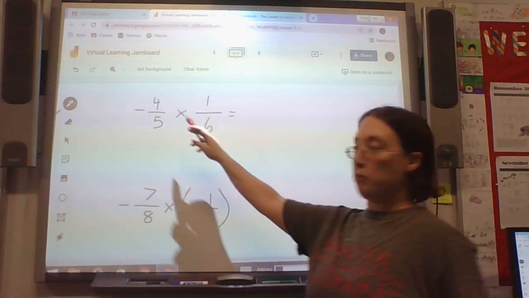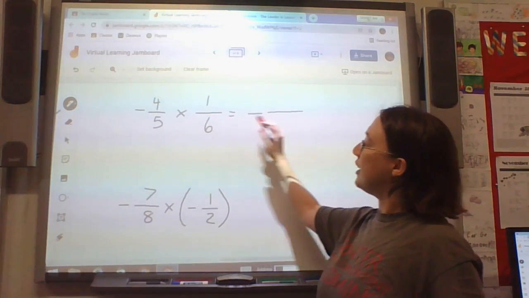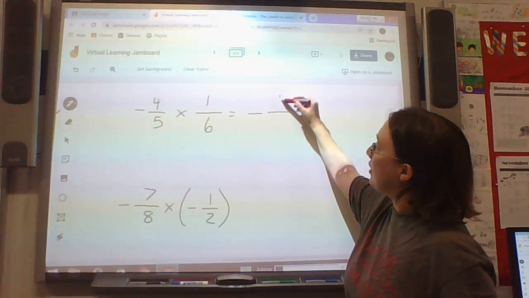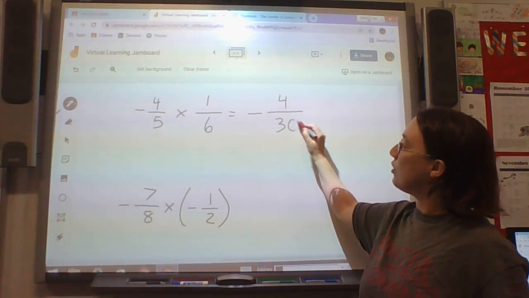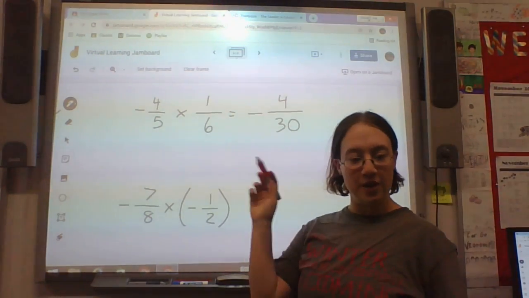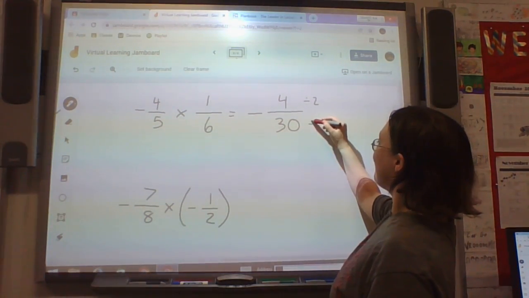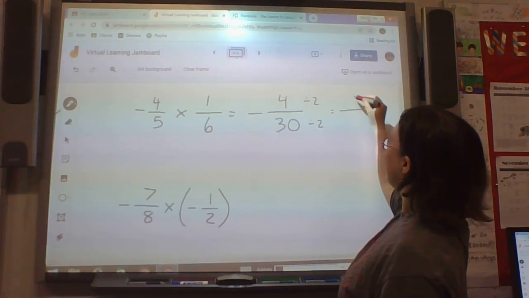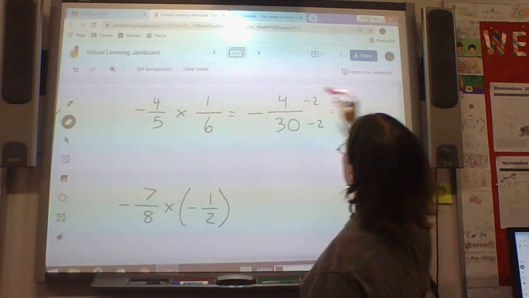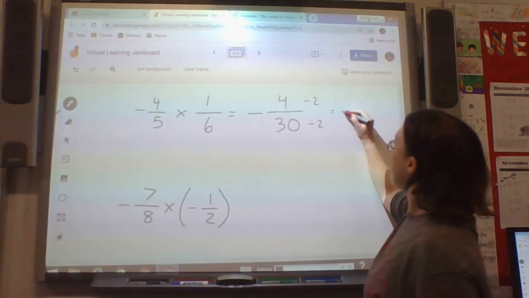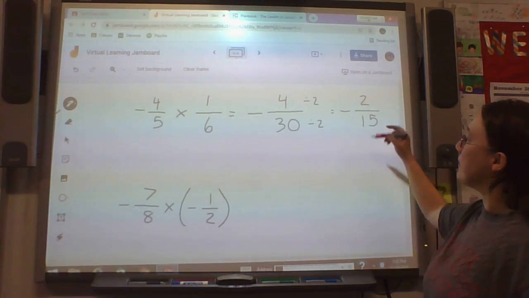So we're going to go and multiply these. We know we're going to end up with a negative, so I'm just going to stick that negative sign out there right away. And 4 times 1 is 4. 5 times 6 is 30. And what goes into both of those? They're both even, so 2 goes into both of those. And then I'm going to leave myself a little bit of room for that negative out there. So we've got a negative, and then we've got 2 on the top, and 15 on the bottom.